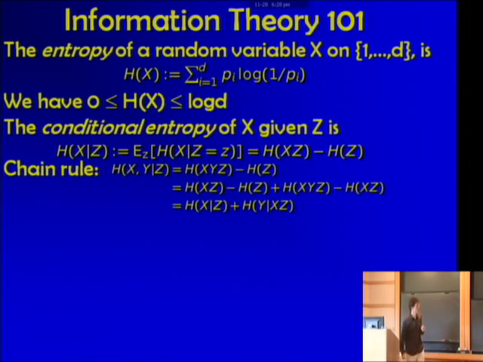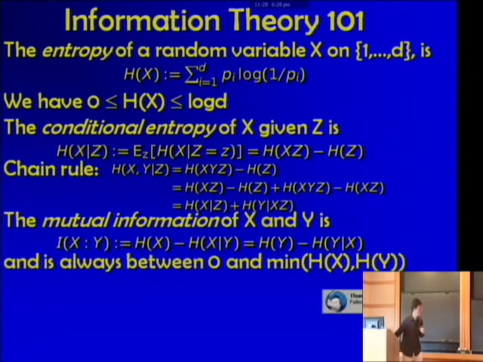Okay, so this is the chain rule, and it's maybe somewhat intuitive. The entropy in both x and y is: you first look at the entropy of x and then look at the entropy of y, but x is already fixed.